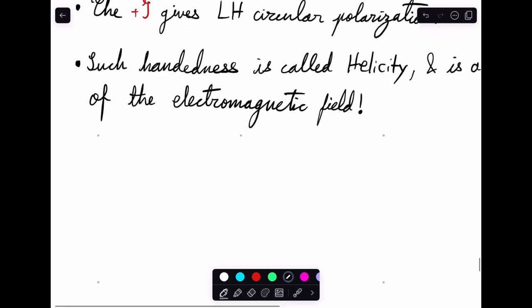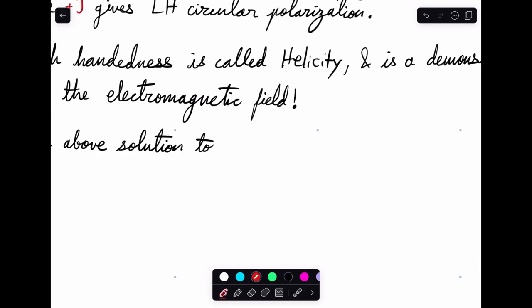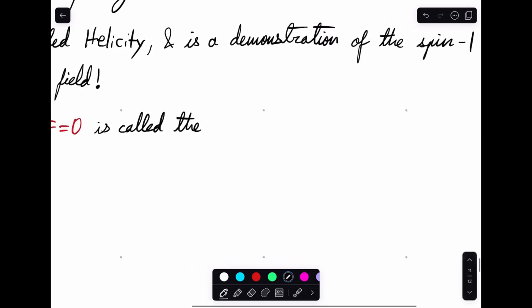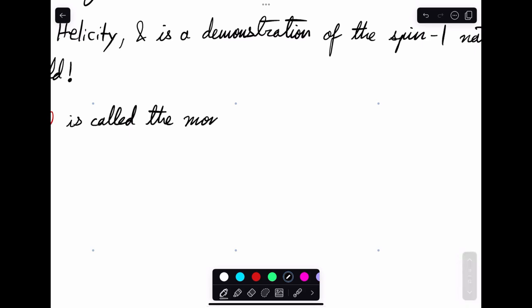And this solution, the above solution, which is a solution to the partial of f equals 0, this solution to the equation in vacuum, Maxwell's equation in vacuum, is called the monochromatic solution.